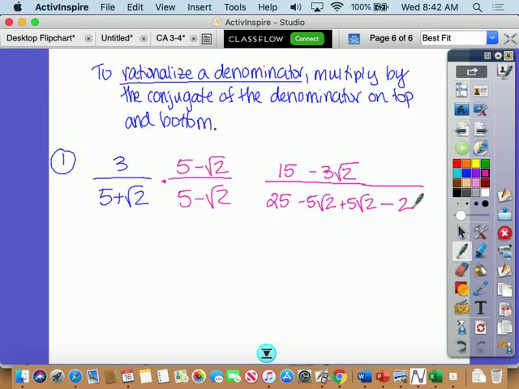Look what happens in the denominator. This negative 5 square root of 2 cancels out with this positive 5 square root of 2. So we end up with, for our final answer, 15 minus 3 square root of 2 over 23.